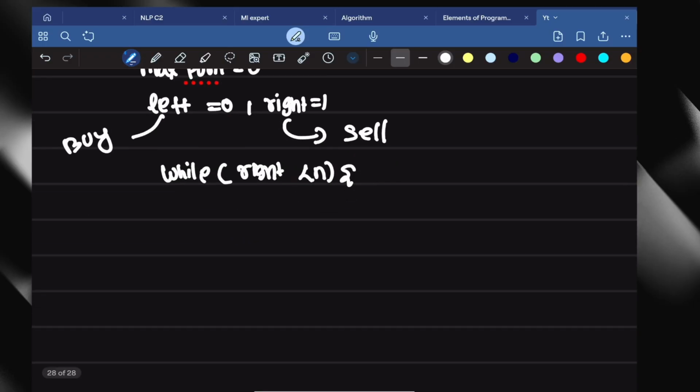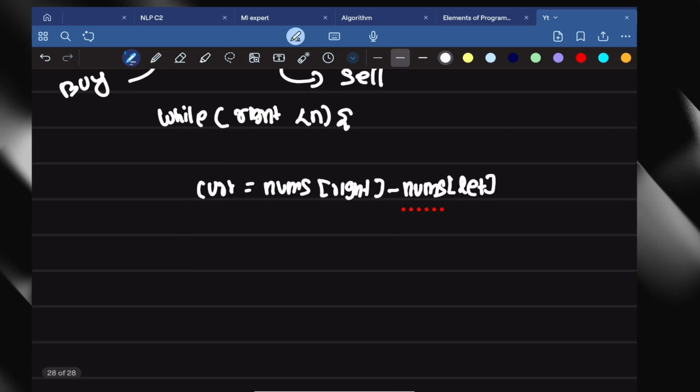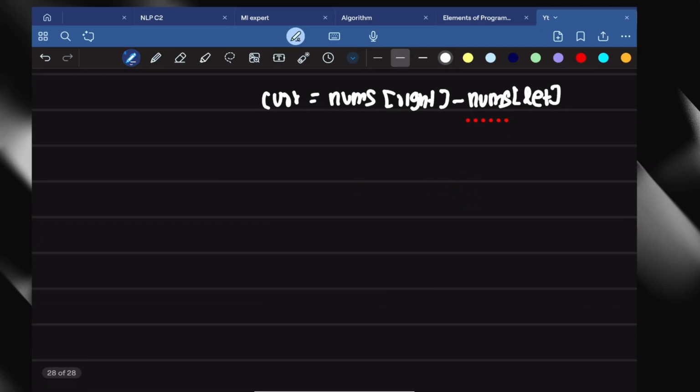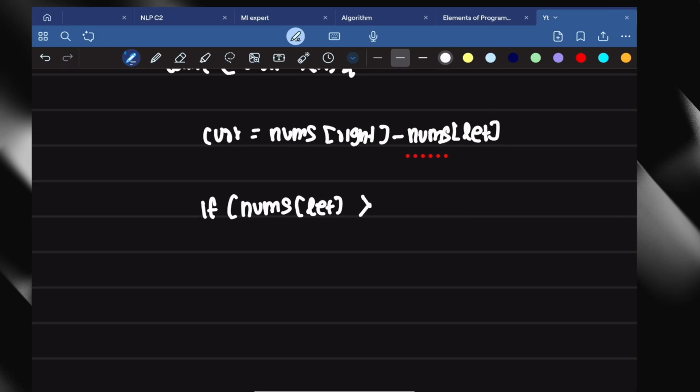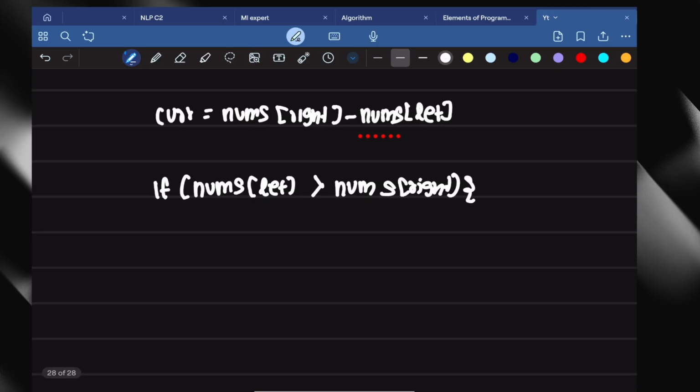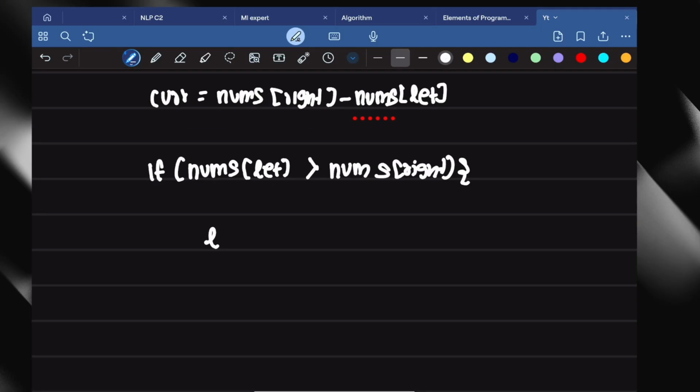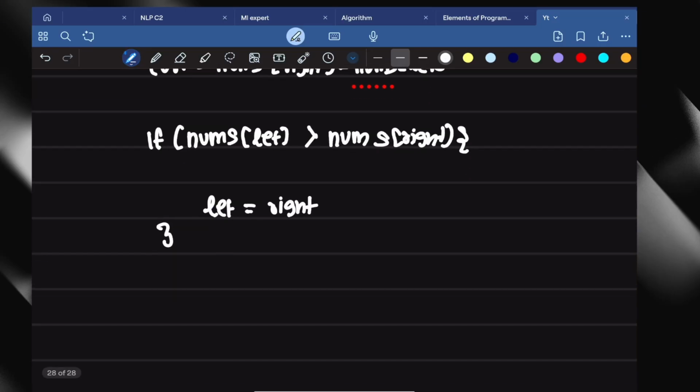So the formula is going to be: current is going to be nums of right minus left. This is the current profit, and we talk about two cases, right? Now let's write the first case, which is nums of left is greater than nums of right, which indicates the loss. At the loss position, you have to move the left pointer to the right position. Am I right?